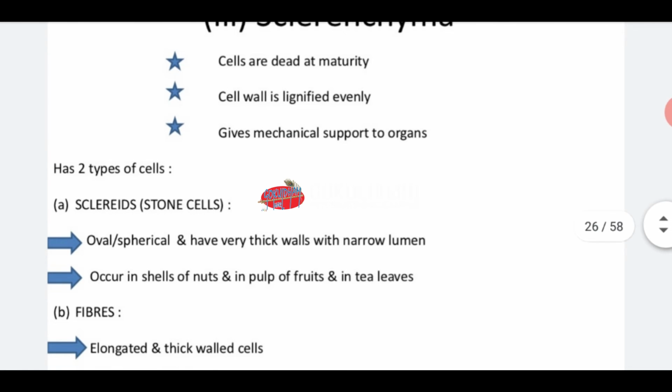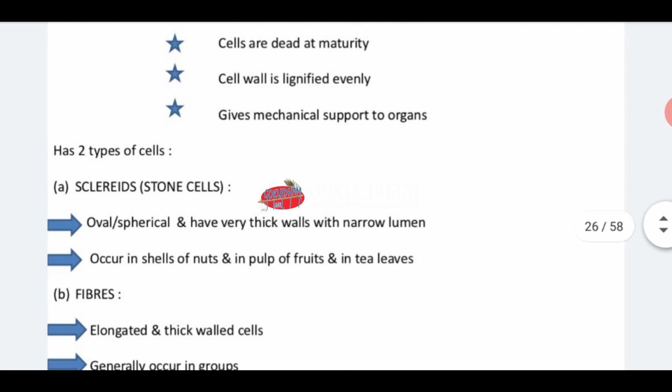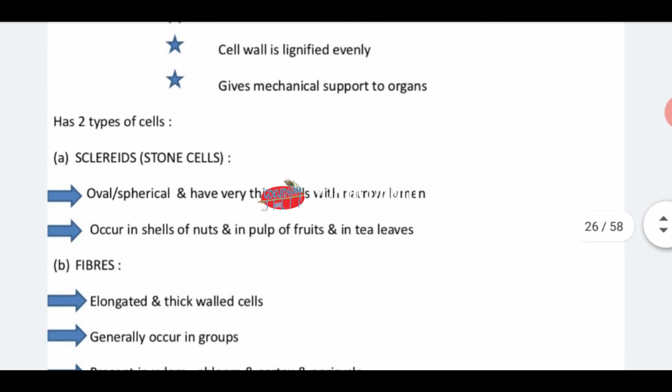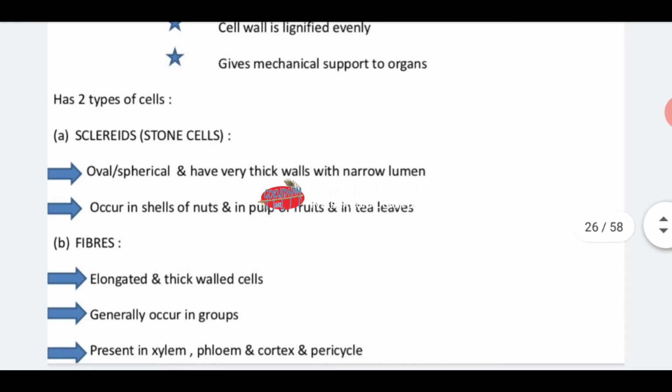There are two types of sclerenchyma. First one is sclereids and second one is fiber. Sclereids, also known as stone cells, are spherical or oval in shape and have a very thick cell wall with a narrow lumen, and they occur in the shells of nuts and in the pulp of fruit, and they also occur in tea leaves. Second type of sclerenchyma tissue is fibers.